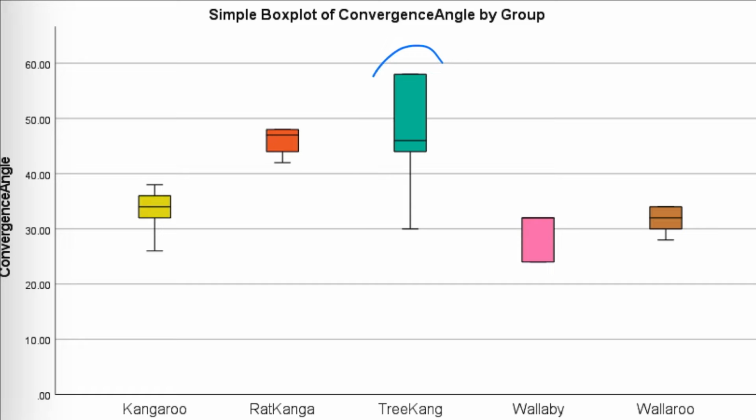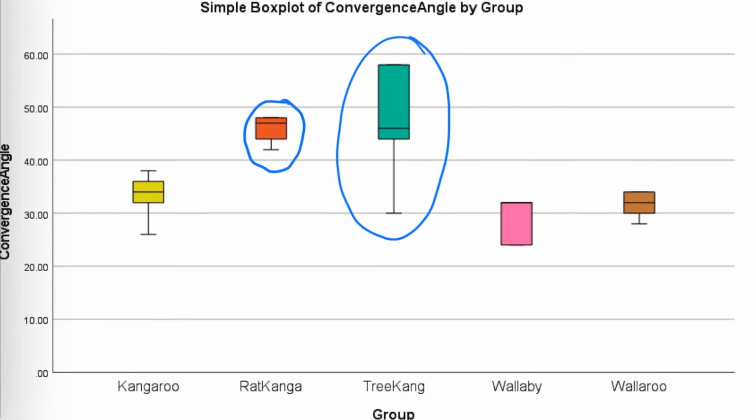Another one of my questions was based on the convergence of the eyes and the angle that represented their binocular vision. There was noticeably higher convergence in the tree kangaroos and the rat kangaroos, the tree kangaroos particularly having a high convergence angle at around 58 degrees. This was thought to be associated with their habitat, as they spend a lot of time in the rainforest with lots of canopy cover, where they need better eyesight because it's darker, and also for moving through trees they need better depth perception, which is correlated to the convergence angle.